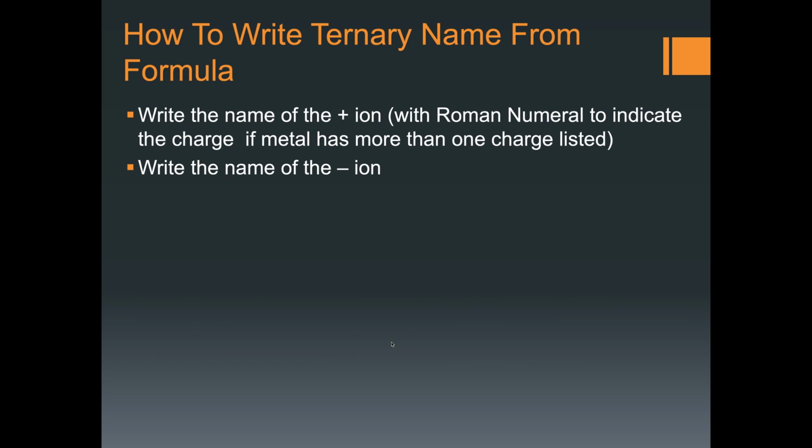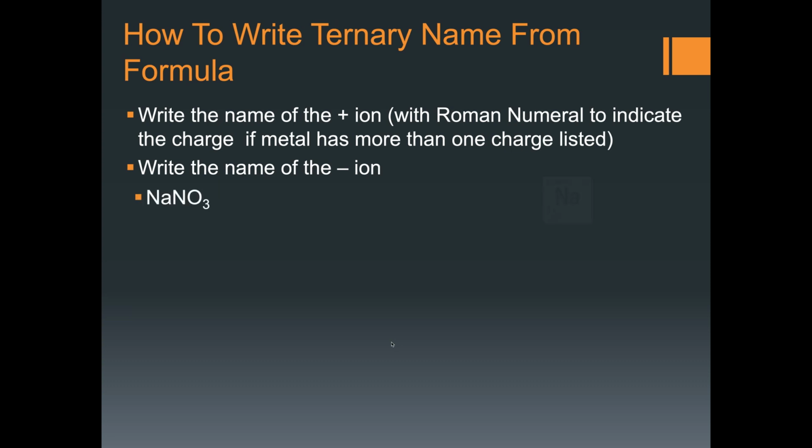Now, how do we write the name from the formula? Well, it's exactly the same thing we did before. We simply just write the name of the positive ion with the Roman numeral if we need it, and then the name of the negative ion, but this time we just have to look it up on reference table E, or whatever polyatomic ion chart you happen to have available if you're not in New York State.